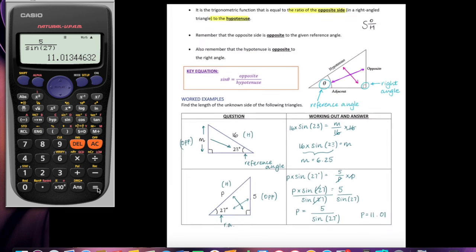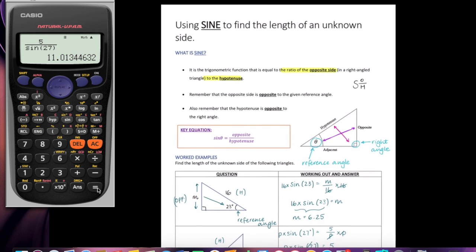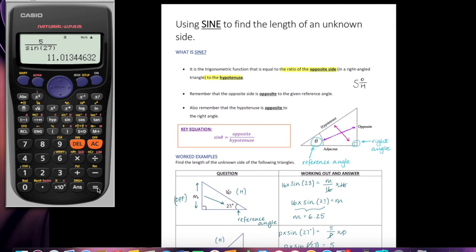So hopefully by the end of this now, you're feeling a little bit more comfortable in terms of what sine is and how it could be used to find the length of an unknown side. Remember, practice does make perfect. So I would highly recommend doing the assigned tasks now, because now that you have the background knowledge and understanding of sine, you'll be able to consolidate it through the tasks that I've assigned for you.